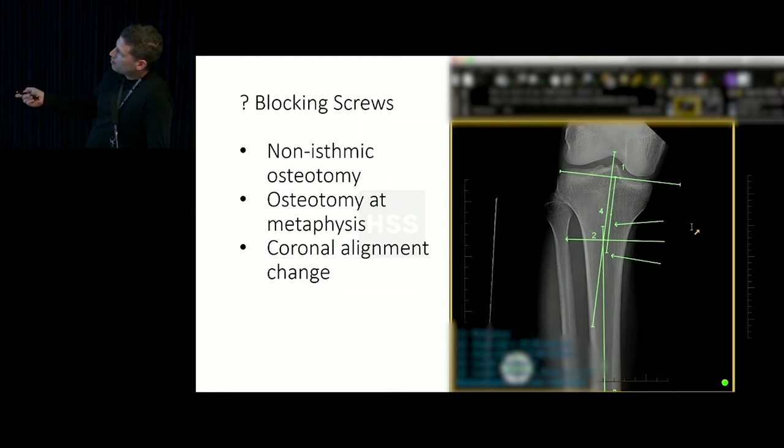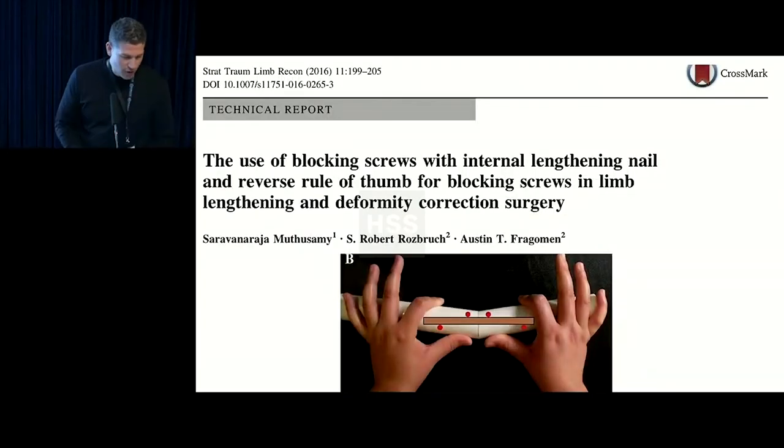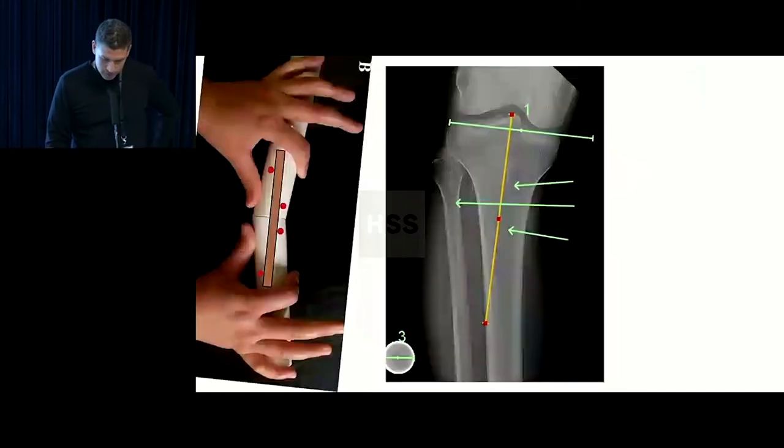So we're going to put blocking screws on the concavity of the deformity, or with the reverse rule of thumb technique, which all my residents use. You can look at the trauma literature, you can think about it and try to reason it out, or you can try to use this.